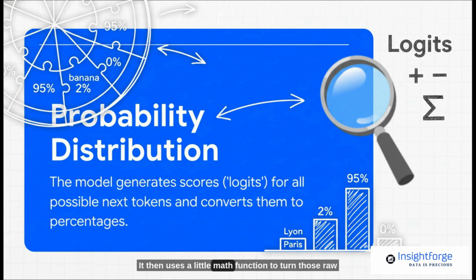It then uses a little math function to turn those raw scores into simple percentages. So, if your prompt was, the capital of France is, the token for Paris might get a 95% probability score, while Lyon gets maybe 2%, and a totally random word like banana gets, well, pretty close to 0.